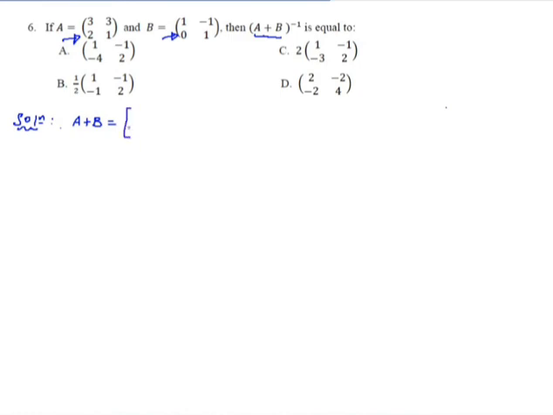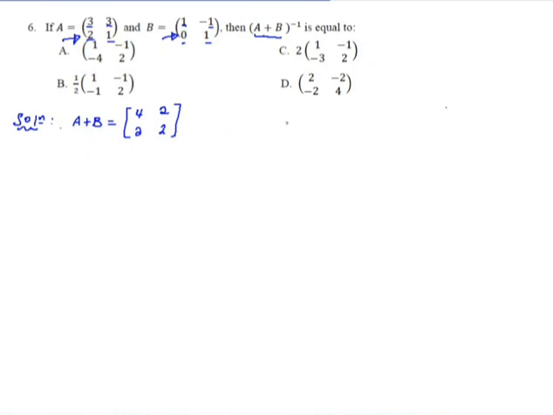A plus B is quick to find: 3 with 1 it's 4, 3 with minus 1 it's 2, 2 with 0 it's 2, and 1 with 1 the result is 2. Okay, this is A plus B. Now we will find the inverse of this A plus B.